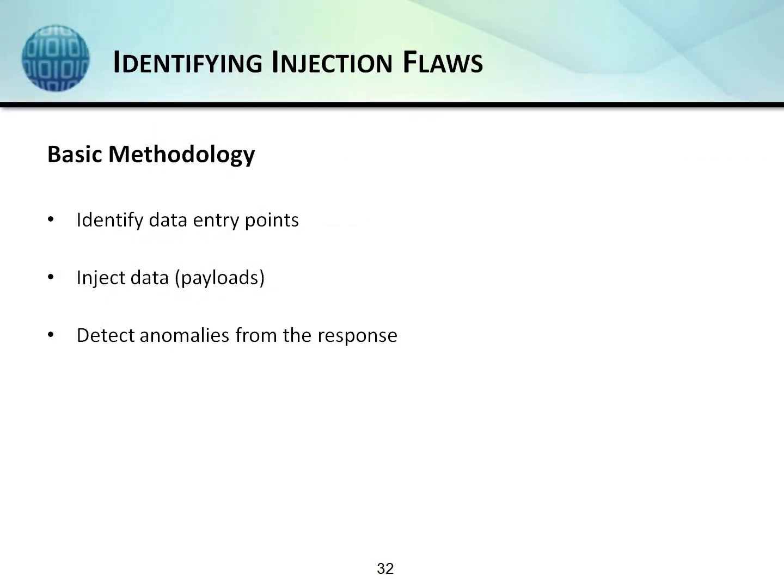All right, so we've talked about some of the root causes of injection flaws. We walked through in detail exploiting it. So how do we go about identifying some of these injection flaws? So the first step is you need to identify all your entry points. Then, depending on the type of injection flaw you're going after, you're going to inject different types of payloads. And then the most important part is analyzing the response and looking for anomalies, which will then tell you whether your injection attack has been successful or not.